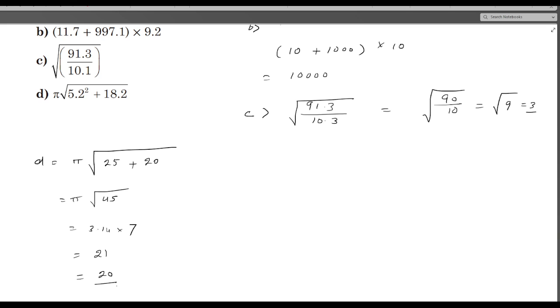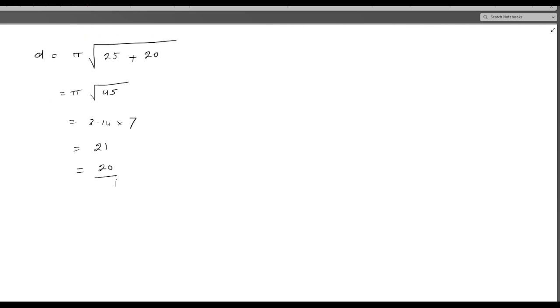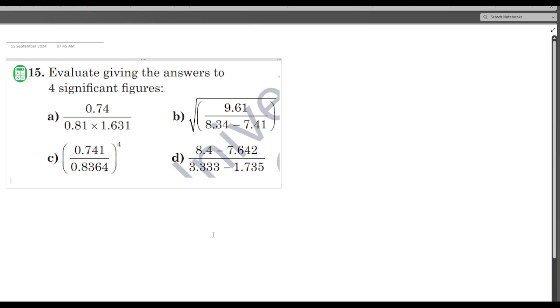Now question 15. Here I have to use a calculator. Evaluate, giving the answers to 4 significant figures. So the first, as I am going to use a calculator, let us write 0.74 divided by 0.81 times 1.631.